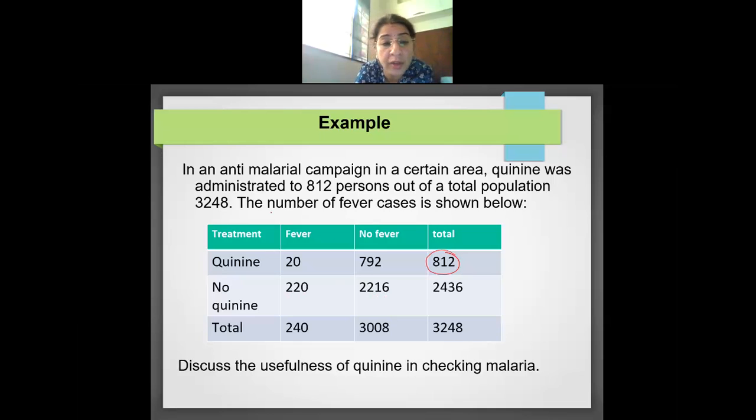Given this data, you need to discuss whether quinine is useful in checking malaria or not. You need to discuss this based on the given data.